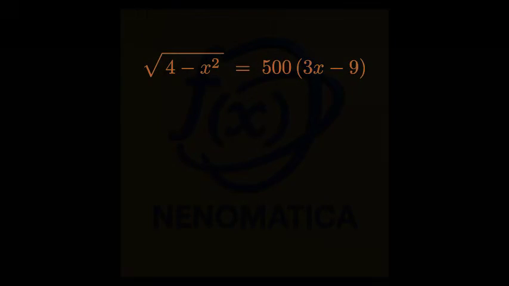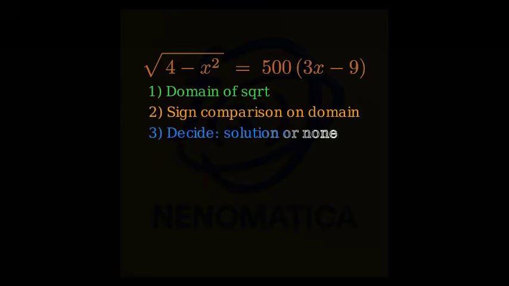The problem is square root of 4 minus x squared equals 500 times, open parenthesis, 3x minus 9, close parenthesis. Our plan is 1. Find the domain where the square root is defined. 2. Compare the signs of the left and right sides on that domain. And 3. Conclude whether a solution exists.